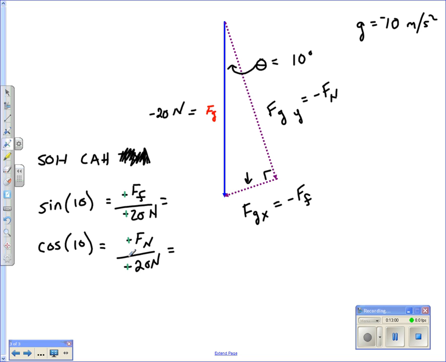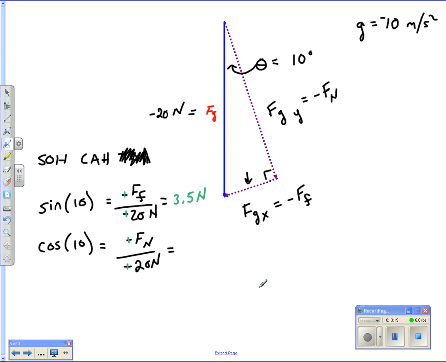I'm just going to go ahead and calculate this real quick. 20 sine of 10 degrees works out to be about 3.4729. We're going to go to two significant figures here, so it's about 3.5. So 3.5 newtons would be the frictional force.